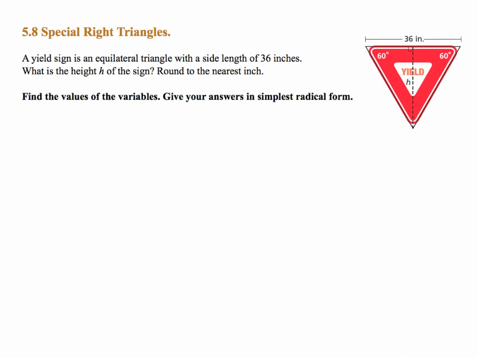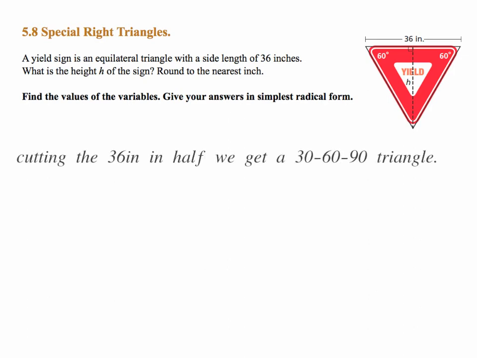A yield sign is an equilateral triangle with a side length of 36 inches. What is the height of the sign? Round to the nearest inch. We're going to cut that 36 inches in half, and when we do that, we get a 30, 60, 90 triangle.